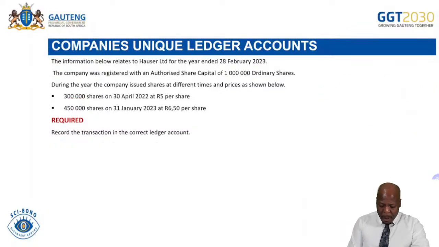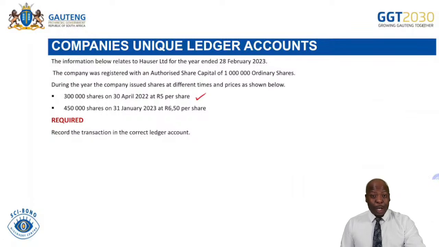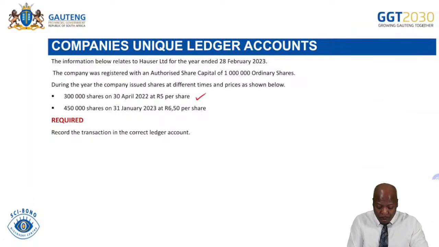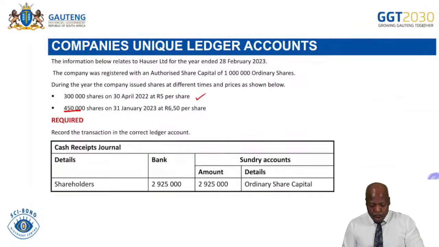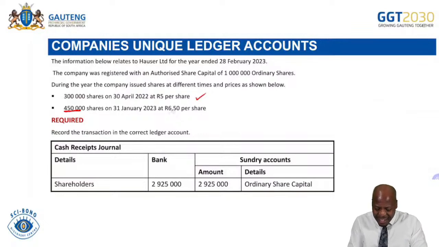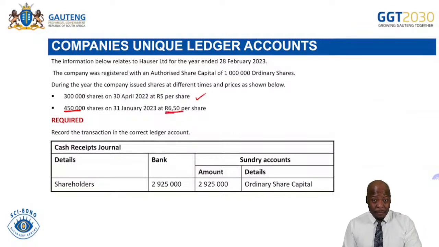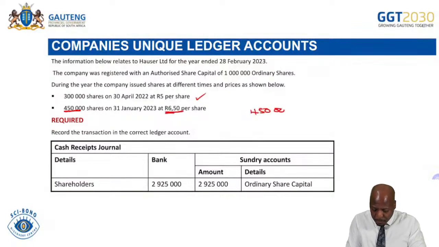Okay. Let's move on to the next aspect. Remember, we've issued these 300,000 shares already. So we're going to record now the issue of the 450,000 shares. On the issue of the 450,000 shares, they were issued at 6 rand 50 per share. That simply means I'll say my 450,000, I multiply this by 6 rand 50.